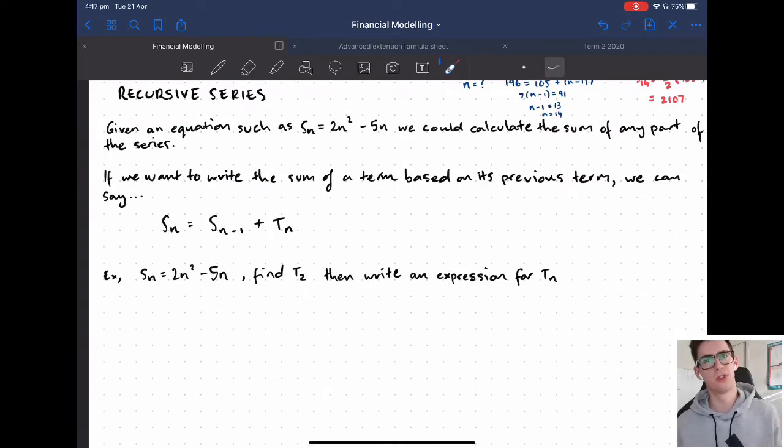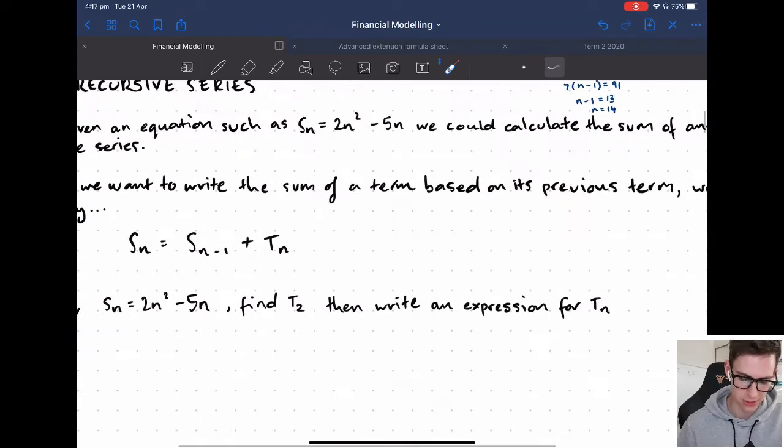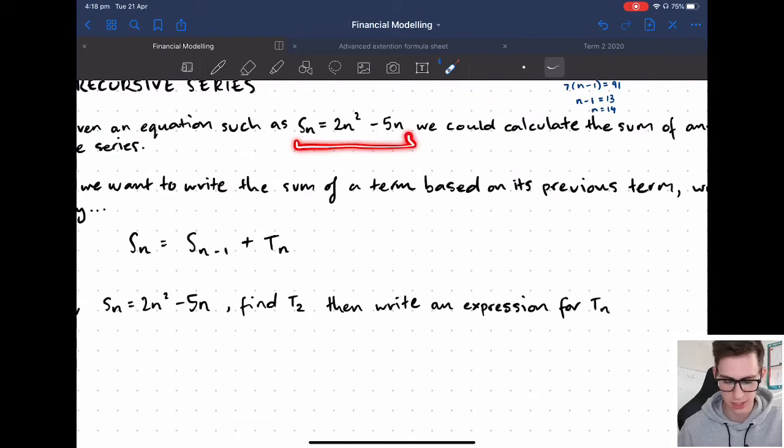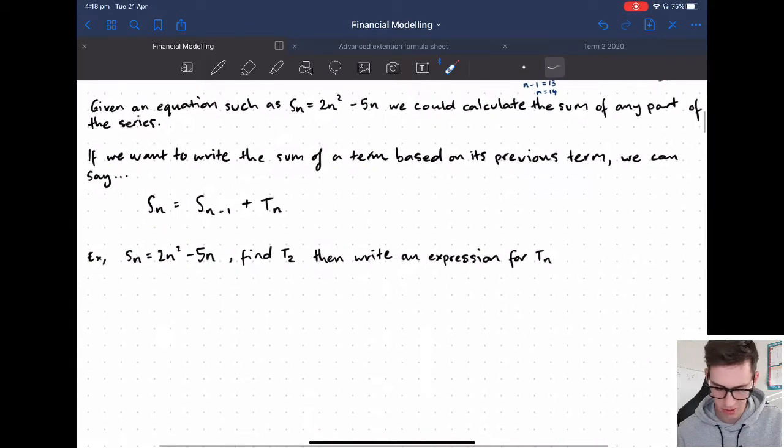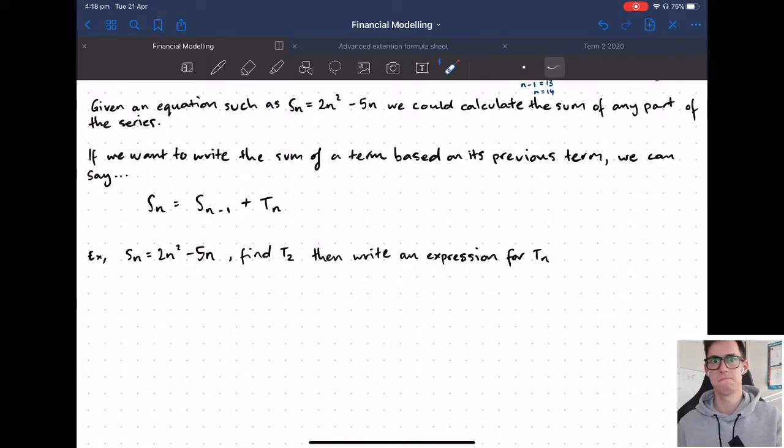So we're going to jump straight into an example because I think that's the best way we're going to get over this one. Given an equation, so they've already given us an equation for a series, which is 2n squared minus 5n, we could calculate the sum of any part of the series. Great. So we can just pop in an n value. That tells us that the sum at 13 is this answer.